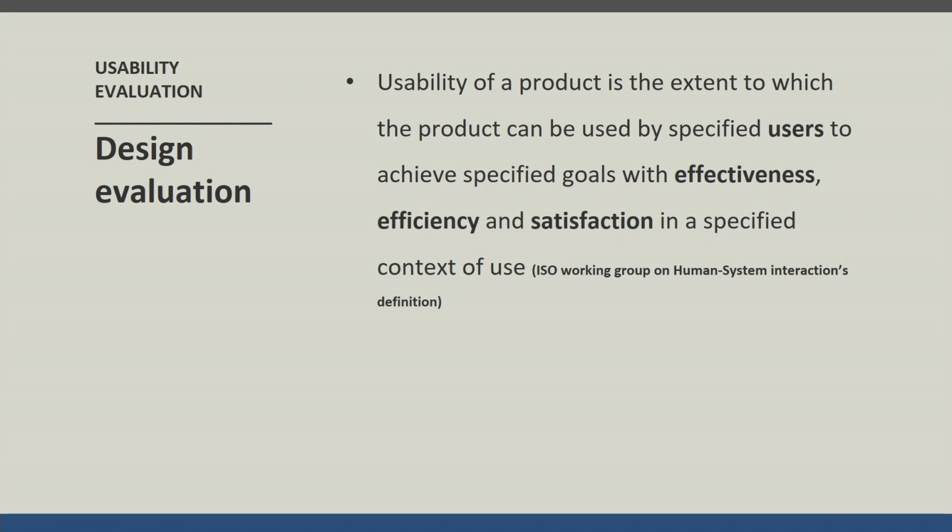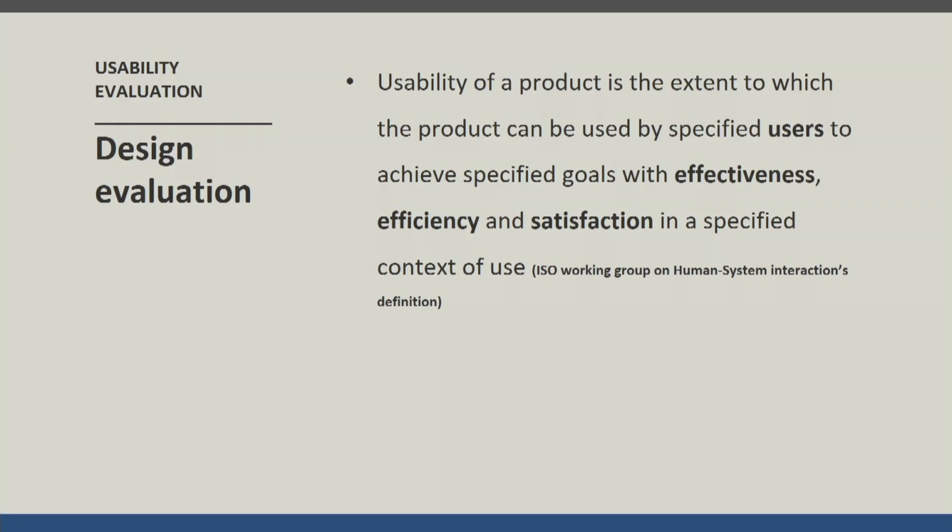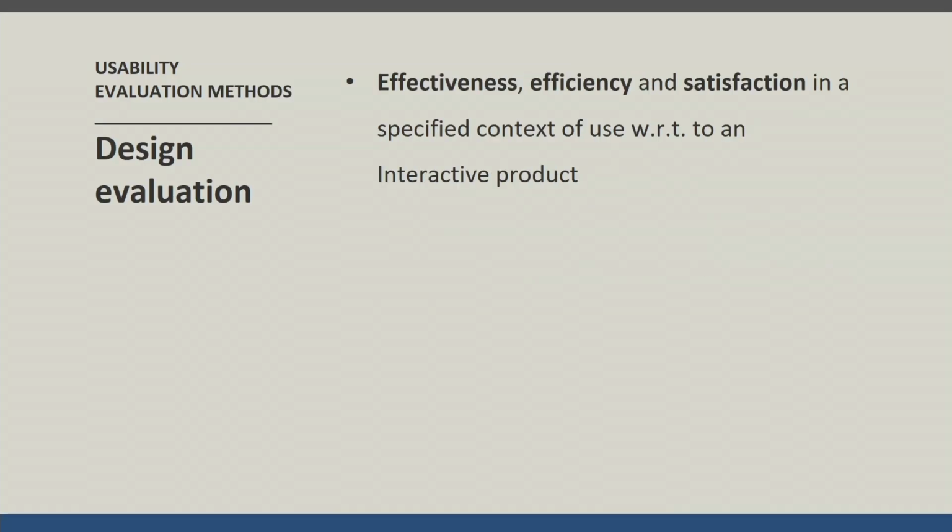So this is the ISO working group's definition of usability. You can see that there are a few important keywords which are surfacing up. What are these keywords? Effective, efficient, and satisfactory. If you can imagine the design evaluation methods which are based on formative design evaluation, they would consider these three keywords very rigorously. While we are doing the formative evaluation, we are interested in knowing whether the iteration that the design team has just produced is effective, efficient, and satisfactory. So these are the three different goals that we have when we are conducting the formative design evaluation.